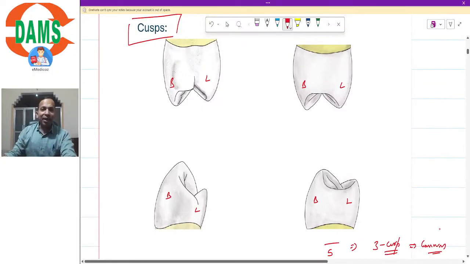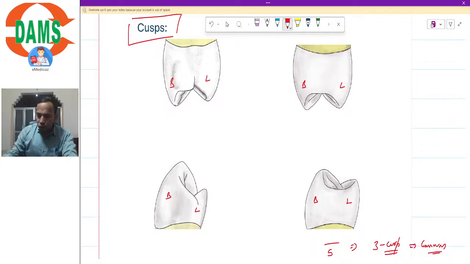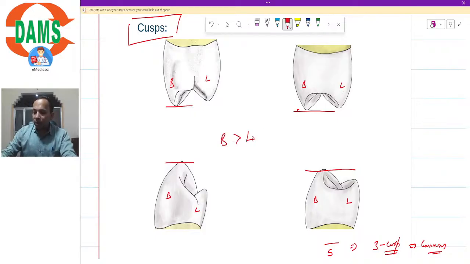So except for the mandibular second premolar, all the other premolars always have 2 cusps, a buccal and a lingual. Now when you take a look at their comparative sizes, you would notice that in all the premolars, the buccal cusp is longer as compared to the lingual cusp, isn't it? Except the mandibular second premolar. In the mandibular second premolar, the buccal and lingual cusps are of almost similar size and length, right?